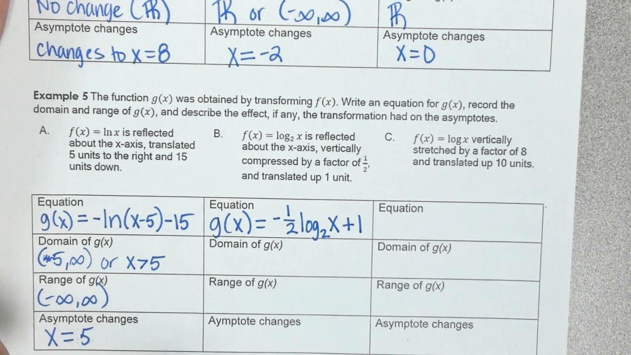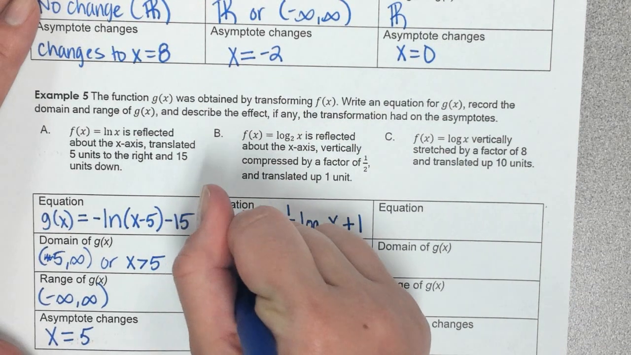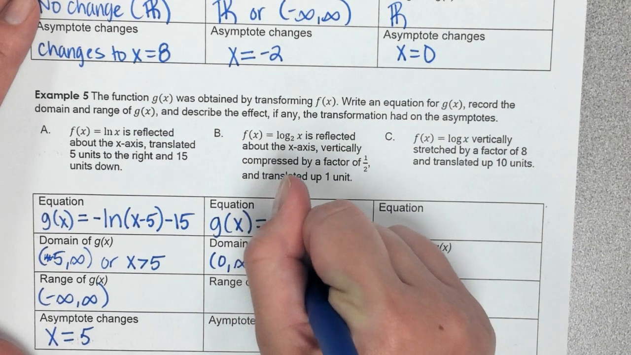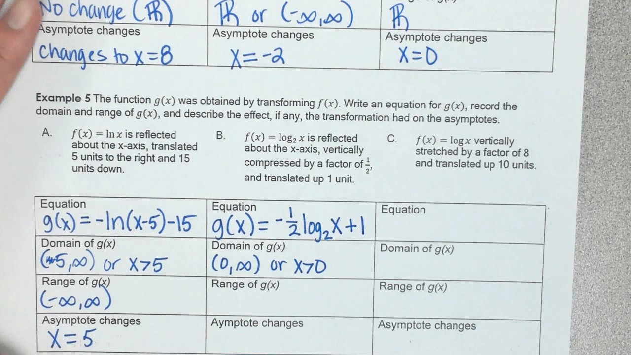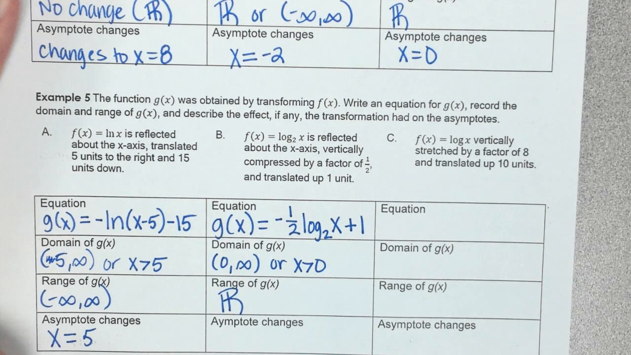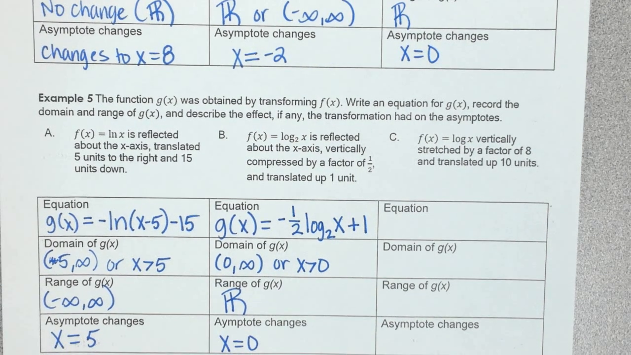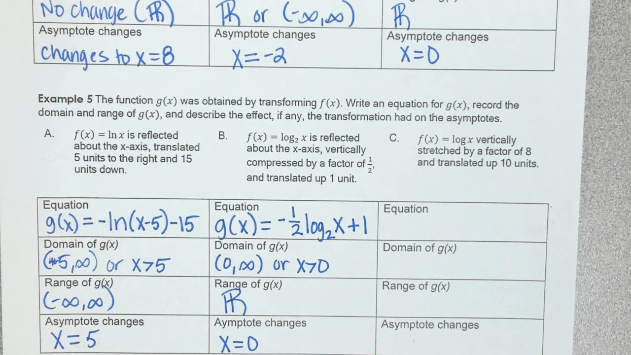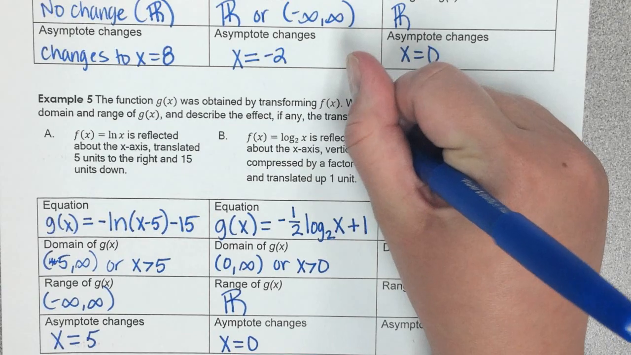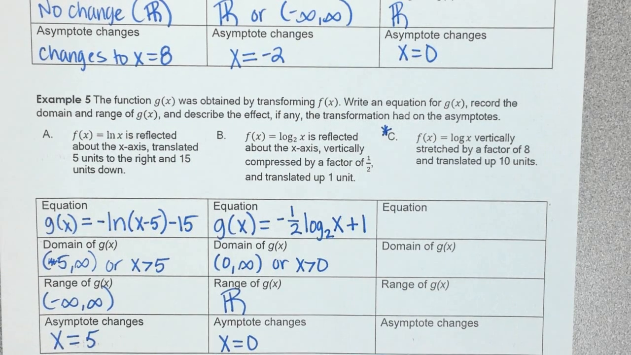So that means our domain doesn't change, right? It's still 0 to infinity, where x is greater than 0. Range never changes. And our asymptote is still x equals 0. Okay? All right, take 1 minute and try C on your own, and then check it with me, okay?